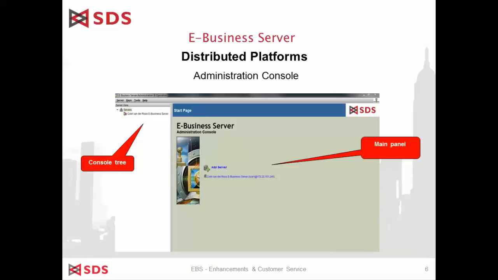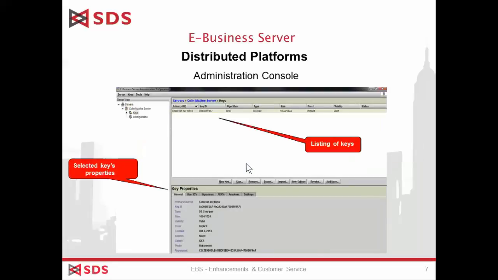So this is the eBusiness administration console. To invoke the admin utility, you would go to the Windows Start menu, select the Programs button, then the SDS eBusiness Server, and then the admin client. Here you can see there's a console tree on the left with the main panel on the right hand side. The screen on the admin client shows a list of keys that have been generated. Here I've highlighted one of my keys, and now you can see the properties for this key in the bottom portion of the screen. It'll tell me information like the key type, and this particular one is a DSS key pair, and the size of 1024 using the IDEA cipher.